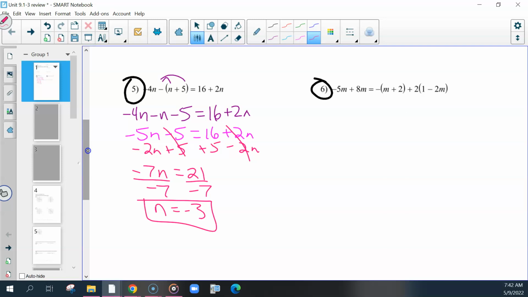Number 6, we're going to do the same process, except this time we have two things we need to distribute. On the left, we have like terms that we can combine. Negative 5 plus 8 would give us a positive 3m. On the right, we have negative m minus 2 plus 2 minus 4m. And then we could combine like terms on the right. So we have m's that we can combine to get negative 5m. And then our 2's, if we combine them, they cancel each other out. You could put plus 0, but you don't need it.